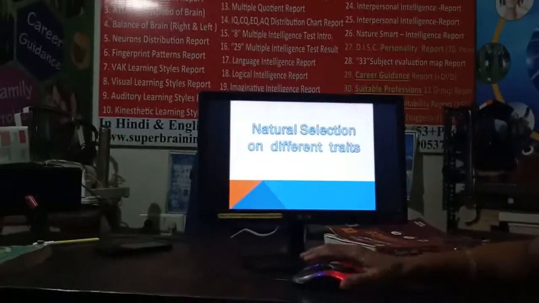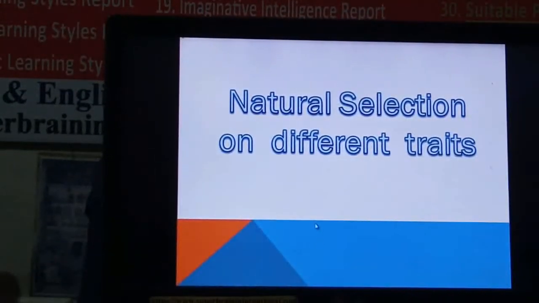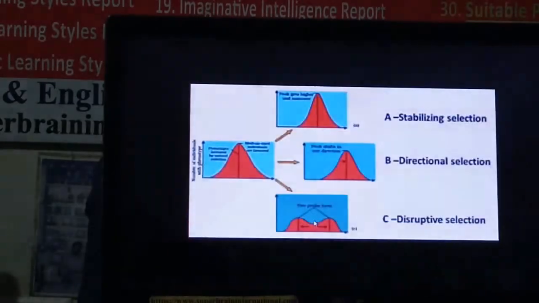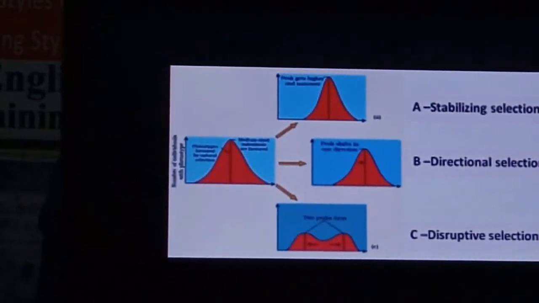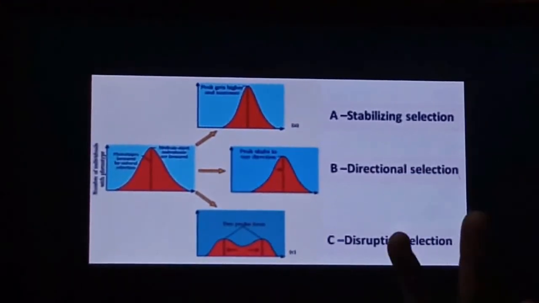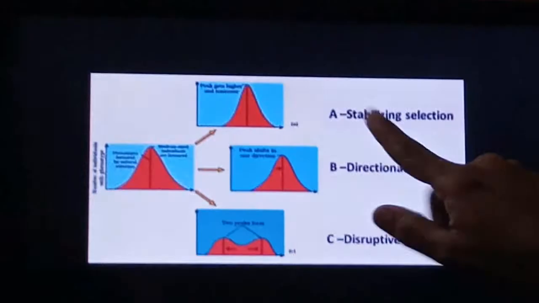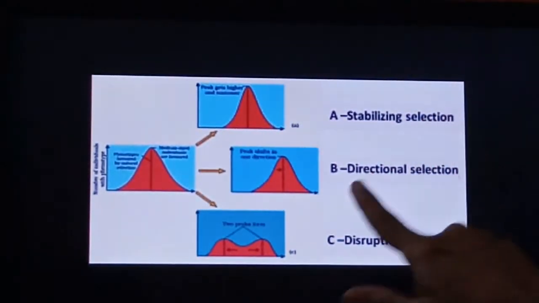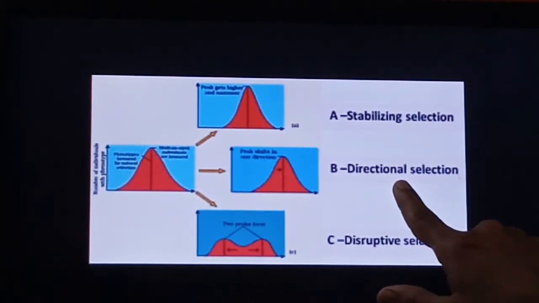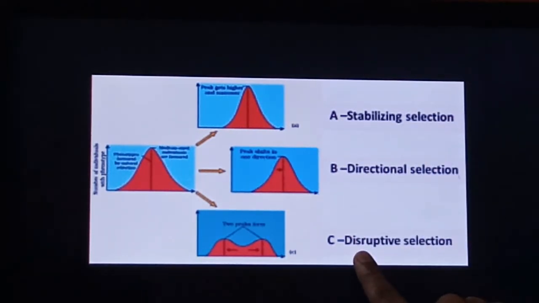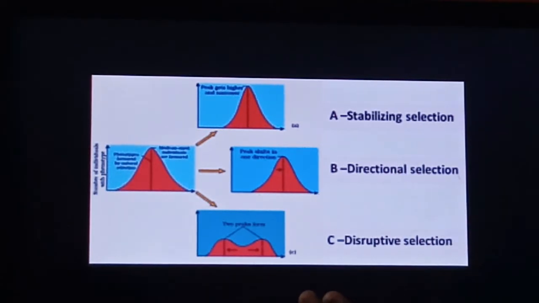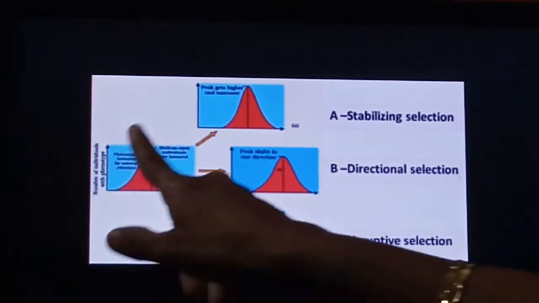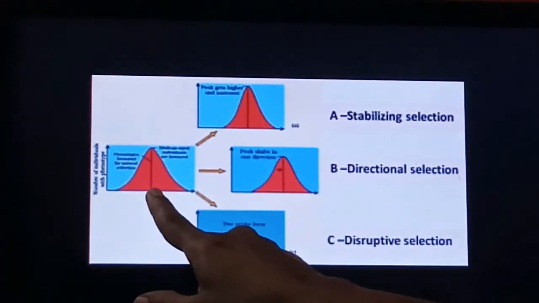Now see, natural selection on different traits. How nature selects based on different traits. For this, a graph is given in your textbook. There are 3 types of graphs: one is stabilizing selection, second is directional selection, and third is disruptive selection. So try to understand this figure. This is the original population.